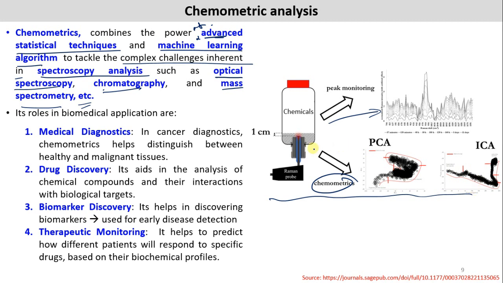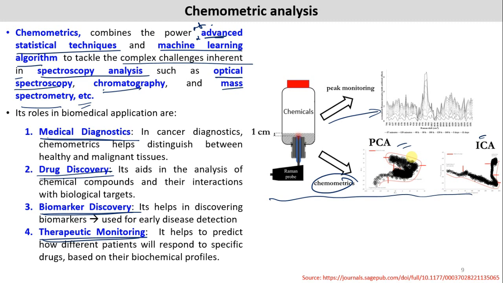So what are the roles of chemometric analysis in the biomedical industry? First one, medical diagnostics. It can be used in diagnosis of various diseases. It can be used in drug discovery. It can be used for biomarker discovery. And lastly, for therapeutic monitoring. PCA and ICA, principal component analysis and independent component analysis, are tools in chemometrics. These are advanced statistical techniques, and quite often they are also used in machine learning models.